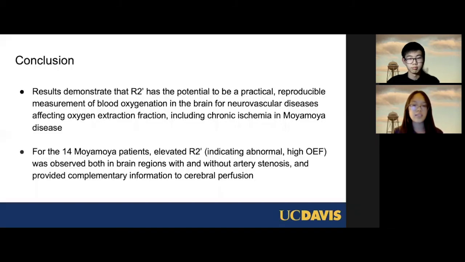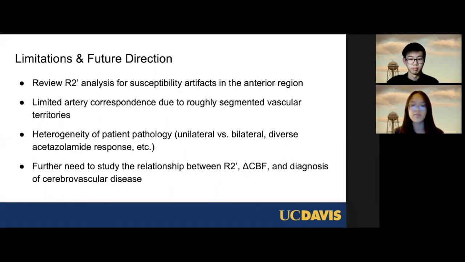In conclusion, from this healthy control cohort, results demonstrate that R2' has the potential to be a practical, reproducible measurement of blood oxygenation in the brain for neurovascular diseases affecting OEF, including Moyamoya disease. From the 14 Moyamoya patients, elevated R2', which is indicative of abnormally high OEF, was observed in brain regions with and without arterial stenosis and provided complementary information to cerebral perfusion.